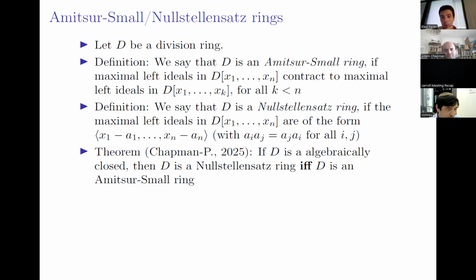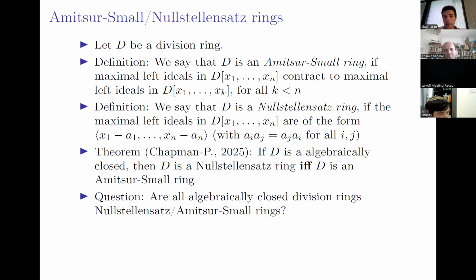And then we have the following theorem, which is joint work by Adam, Chapman, and myself from 2025. If D is algebraically closed, then D is a Nullstellensatz ring if and only if D is an Amitsur small ring. Okay, so now you can ask the following: are all algebraically closed division rings Nullstellensatz rings or Amitsur small rings? Or more generally, can you characterize the Amitsur small rings?